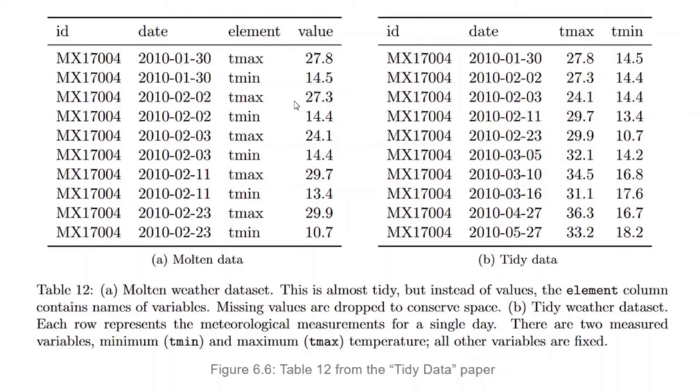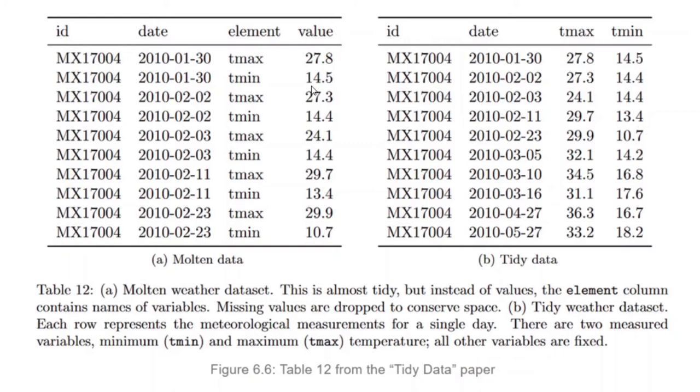And so what we do now, this is the actual pivot table step in Excel, of what Excel is doing. We actually have to pivot the values from element. So each unique value of element, so T max and T min, those become their own separate columns. And then how do we know what values to populate? Well, we pick the value column.